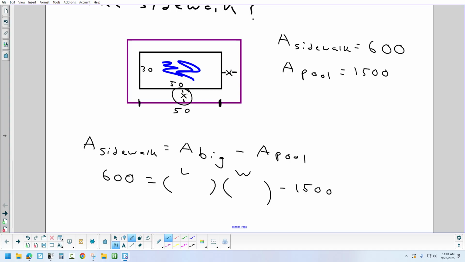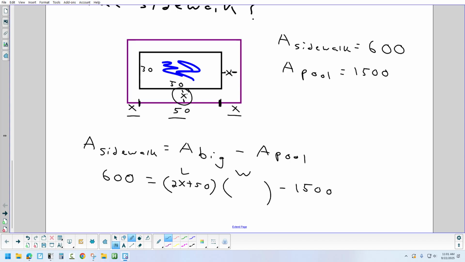Anyone? We won't have a number for it, but we do have a way to represent it. Yeah, it's x. That's the sidewalk part. And how about this piece over here? That's also x. So the length of the entire bottom is that, plus that, plus that. Which, when we combine that together, is how much? 2x plus 50. Yep. So that's the length of the bottom.